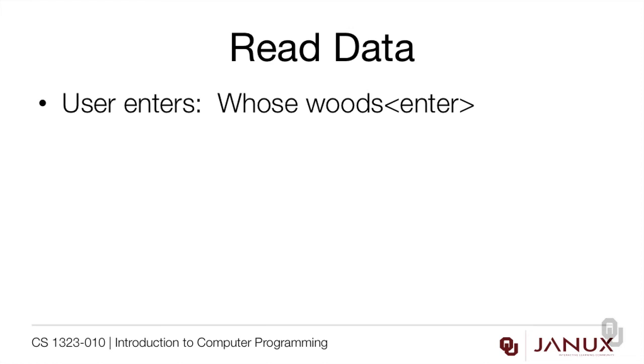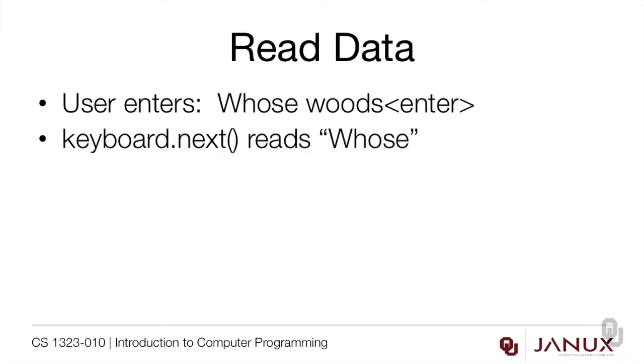So let's look at an example. Let's read some data. Suppose we have a line that starts out one of Robert Frost's most famous poems, "Whose woods" and then there's an enter. Now remember, you're not used to seeing that enter there, and it isn't going to show up when you enter things into your computer, but it is there. That is the new line character. So keyboard.next would read "whose". Now I'm being extremely precise in how I show this, and you need to be precise in how you think about it. It does not read in the space after "whose". That's a white space character, and that one is left.